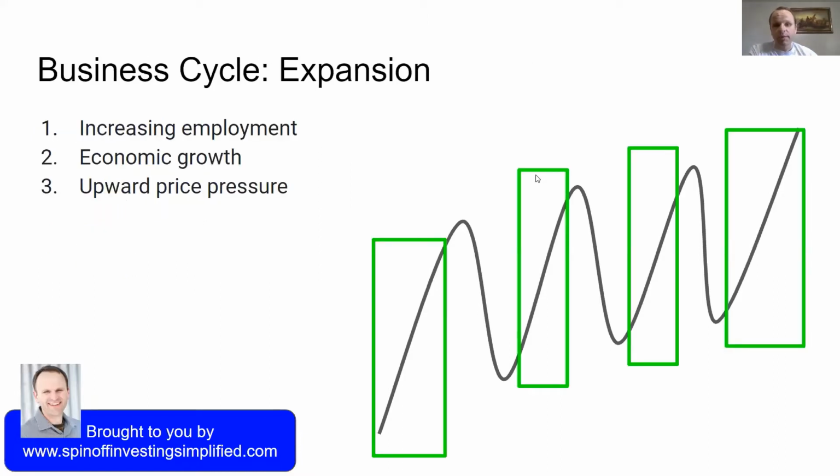During the expansion portion of the business cycle, you will see increasing employment, economic growth, and upward price pressure. This is on all sorts of different things, like the commodities being used: upward prices on oil, upward prices on food. Upward price pressure also includes upward price pressure on your stock portfolio as well.